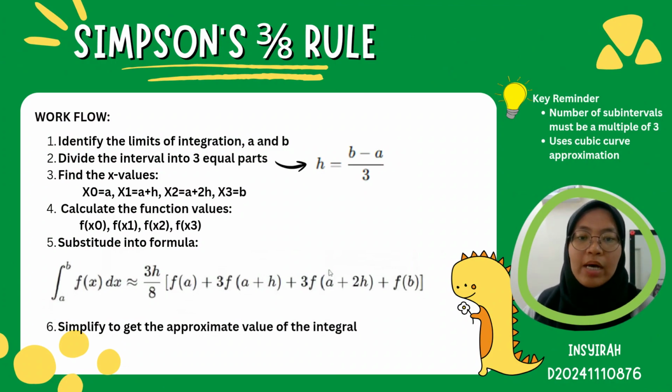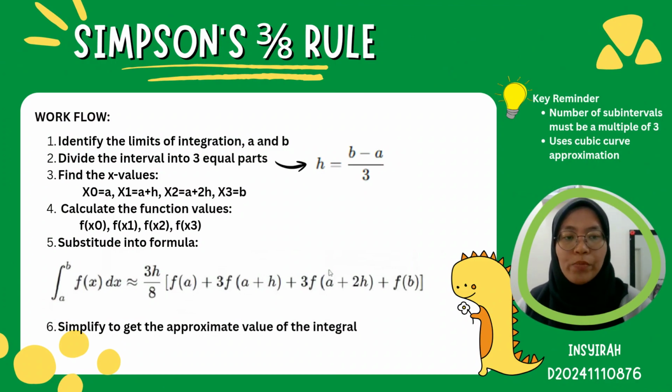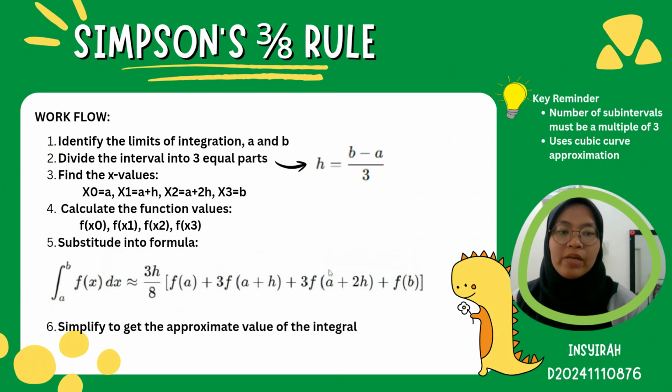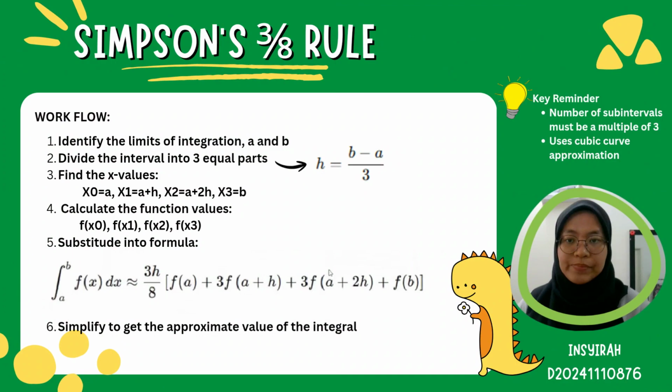These values are then substituted into the Simpson's 3/8 rule formula. In this formula, the first and last values are added as they are, while the two middle values are multiplied by 3. After simplifying the expression, we obtain an approximate value of the area under the curve.